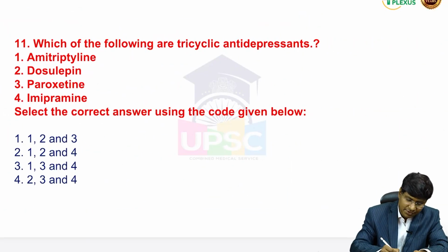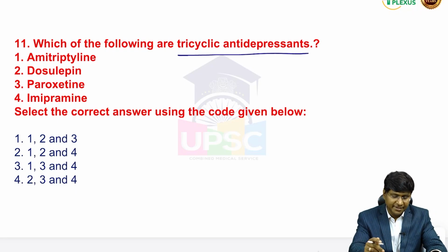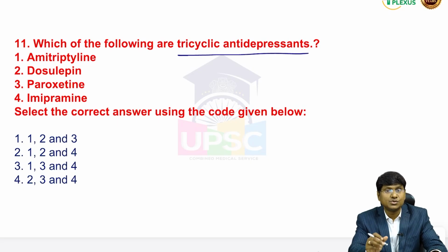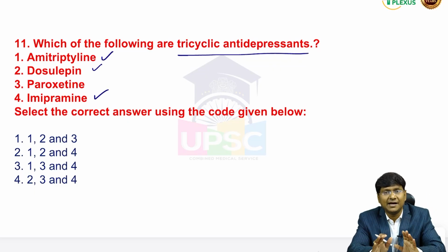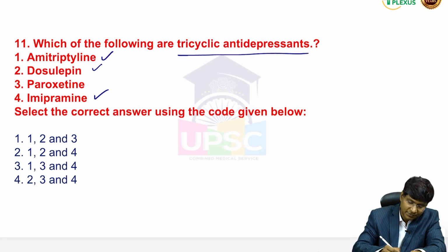Next question. Which of the following are the tricyclic antidepressants? Amitriptyline, dosulipin, paroxetine, then imipramine. So select the correct answer using the code given below. So amitriptyline, dosulipin, as well as imipramine, these three are the tricyclic antidepressants. So the answer is what? That is 1, 2, and 4.